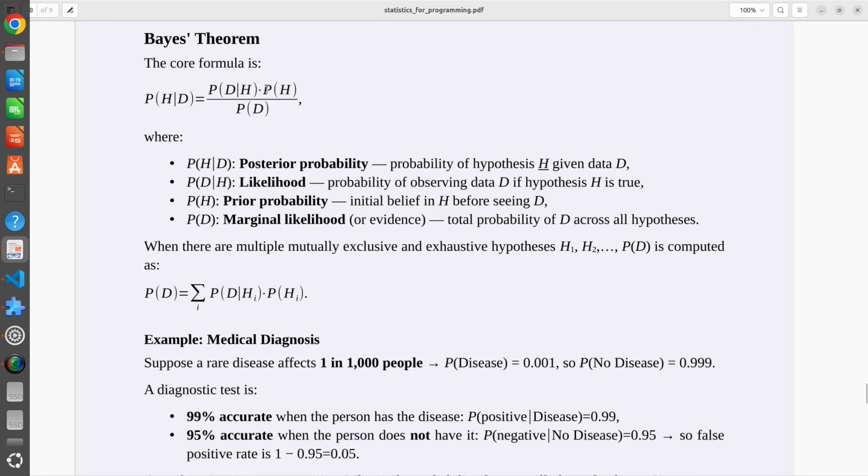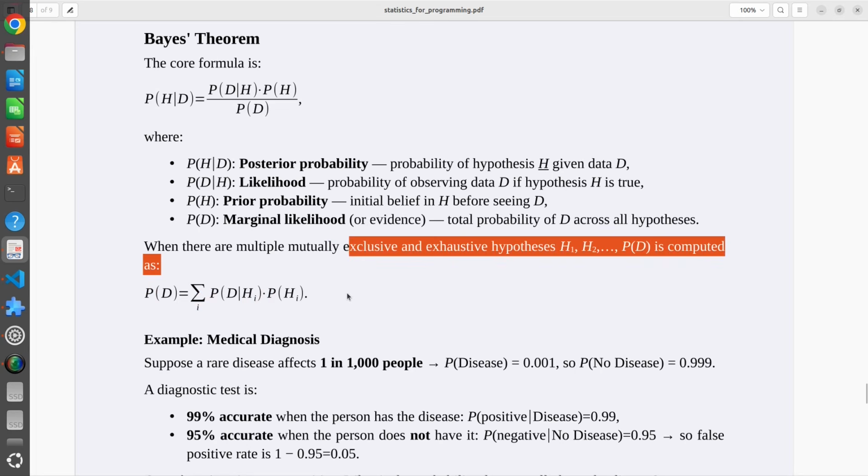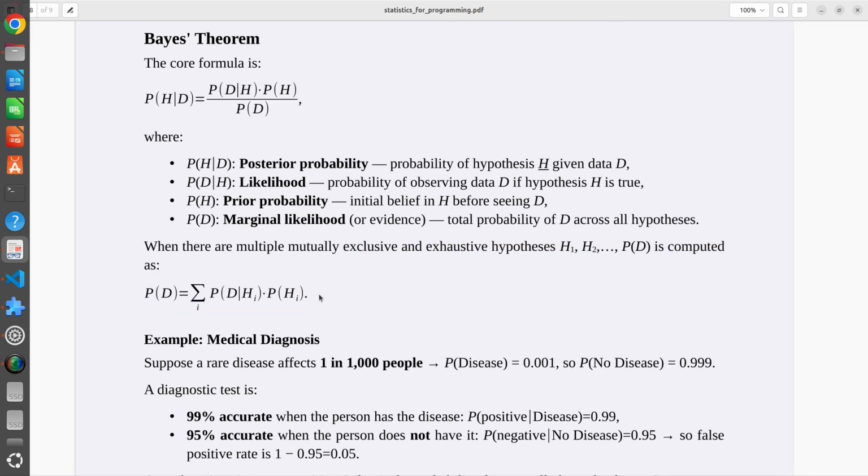That is called our P of H here. And the P of D here is called the marginal likelihood, also called the evidence. It is able to tell us the total probability of D across all the hypotheses concerned, okay? So we will be able to see the meaning of the marginal likelihood or the total probability or the evidence. So this is the formula about the marginal likelihood.